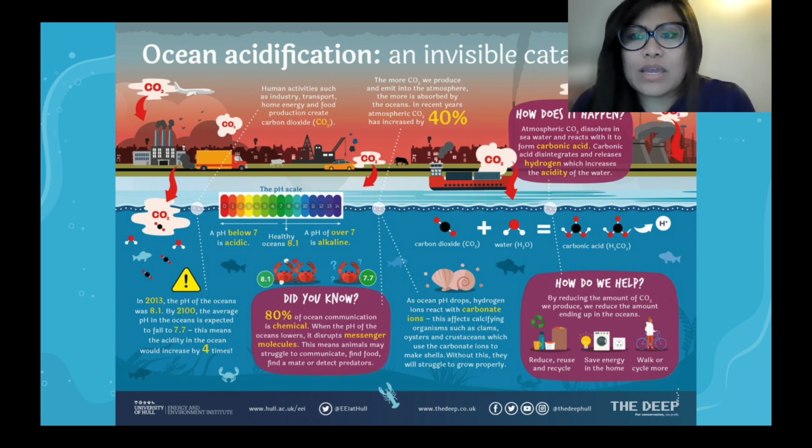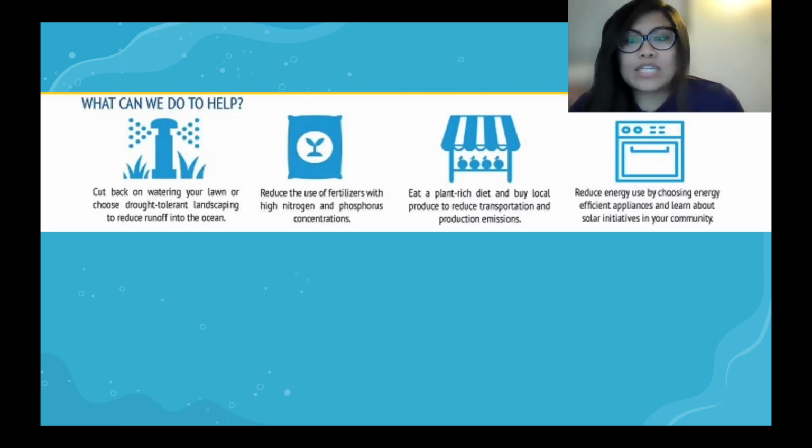And like we had mentioned before, this graph also emphasizes how this happens. The atmospheric CO2 dissolves into the seawater and reacts with it to form carbonic acid. Carbonic acid disintegrates and releases hydrogen, which increases the acidity of the water. And so how can we actually help with this? How can we prevent this from happening, or at least slow it down? By reducing the amount of CO2, we reduce the amount ending up in the oceans.